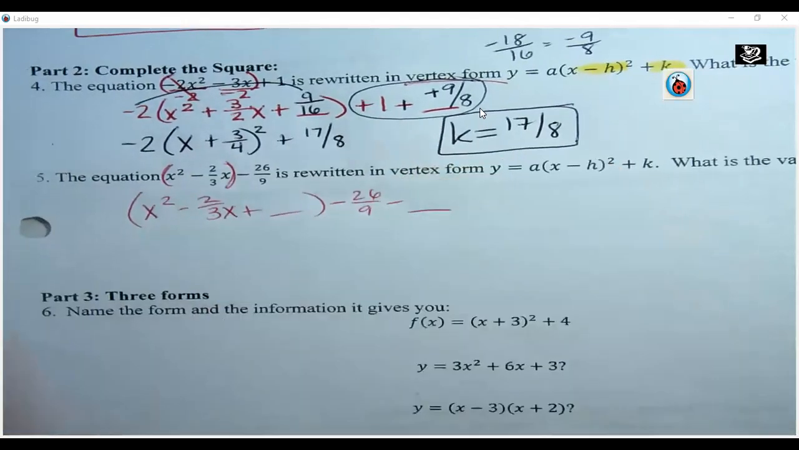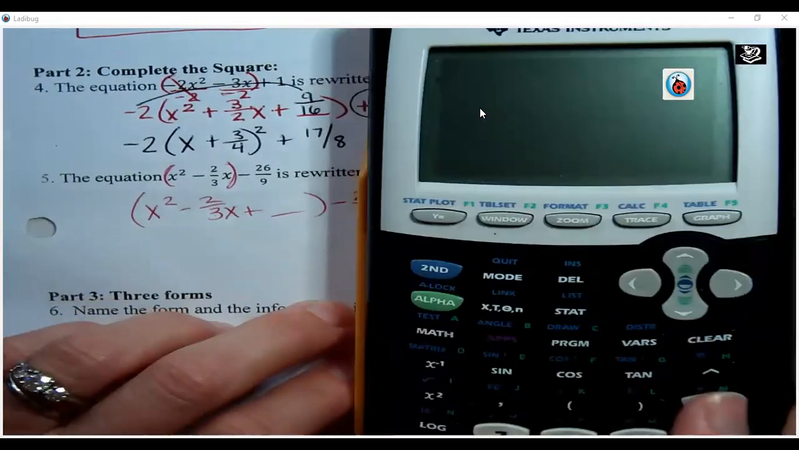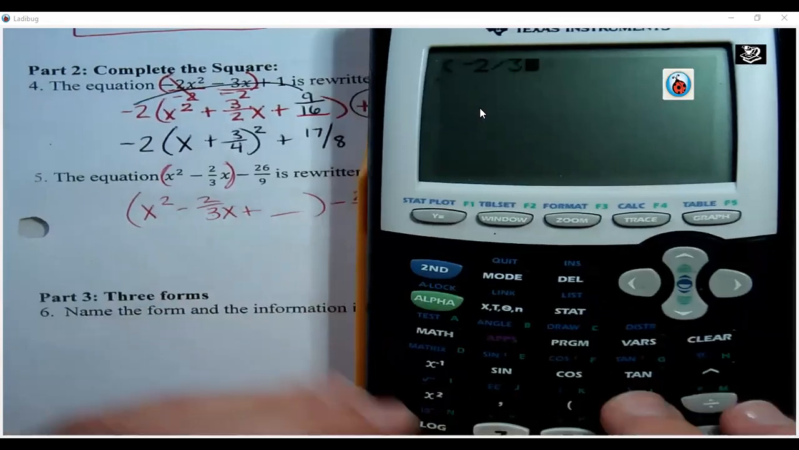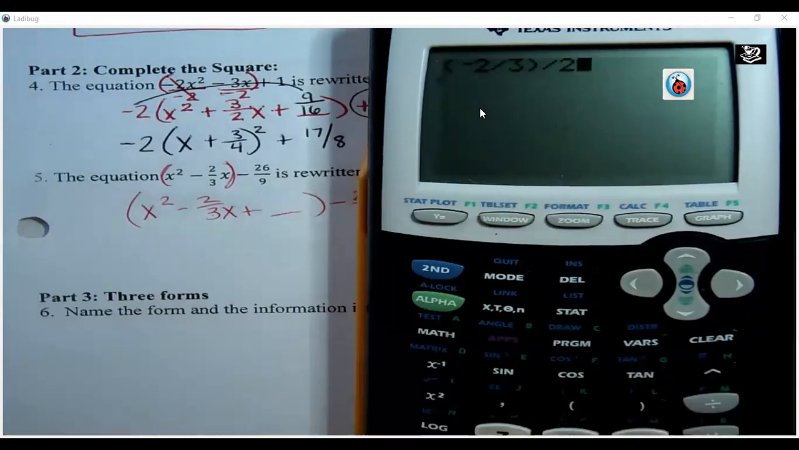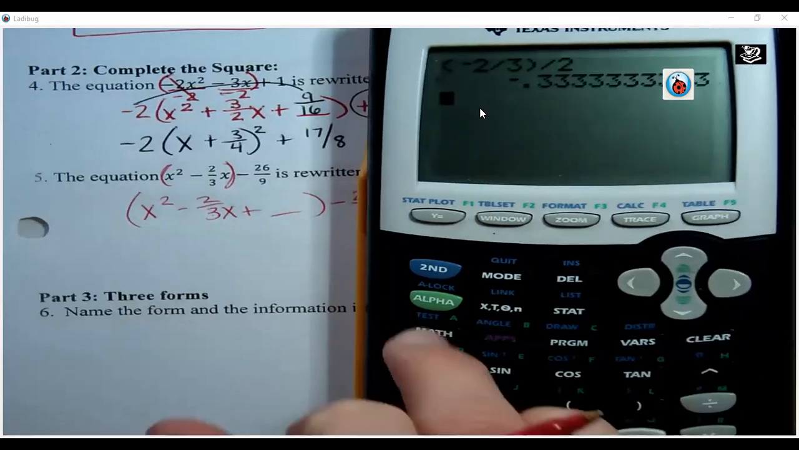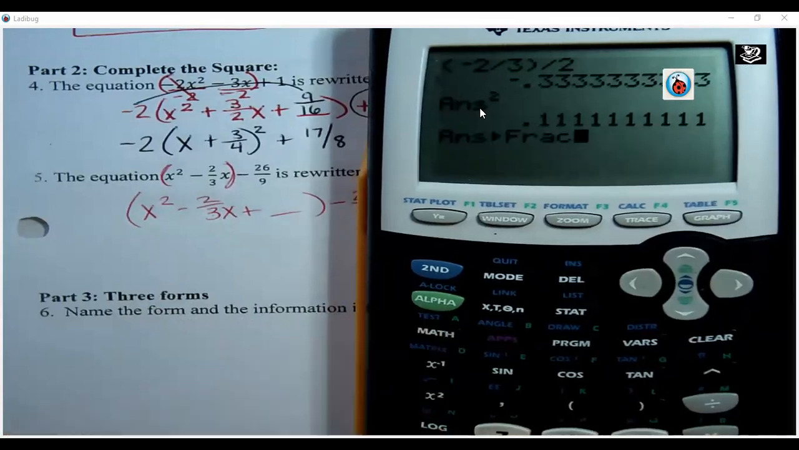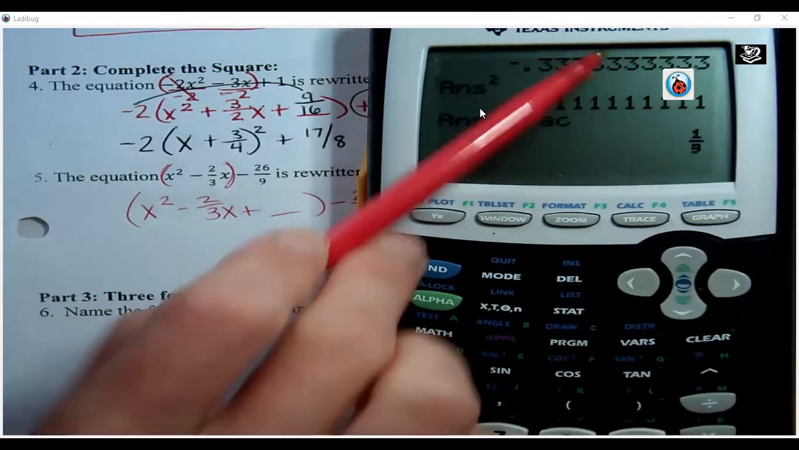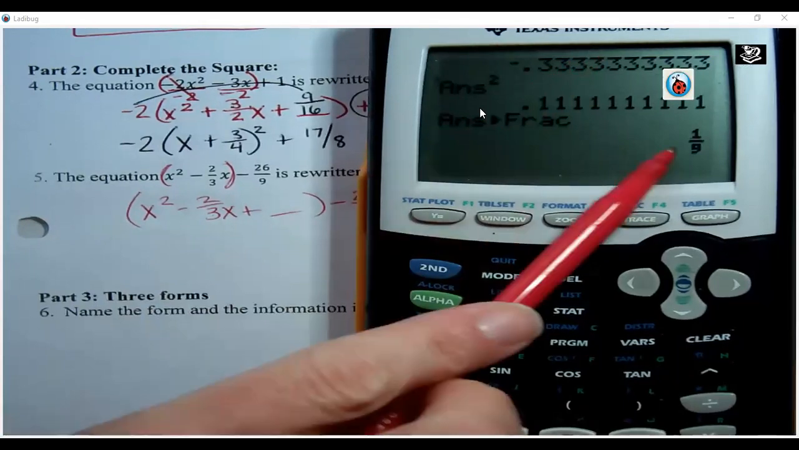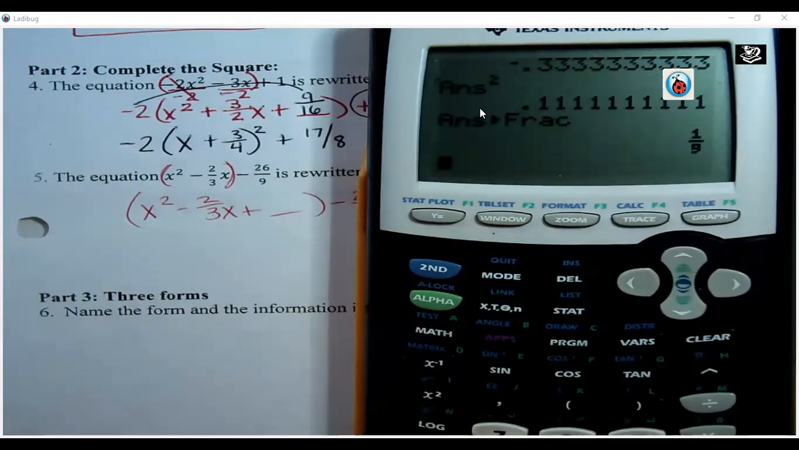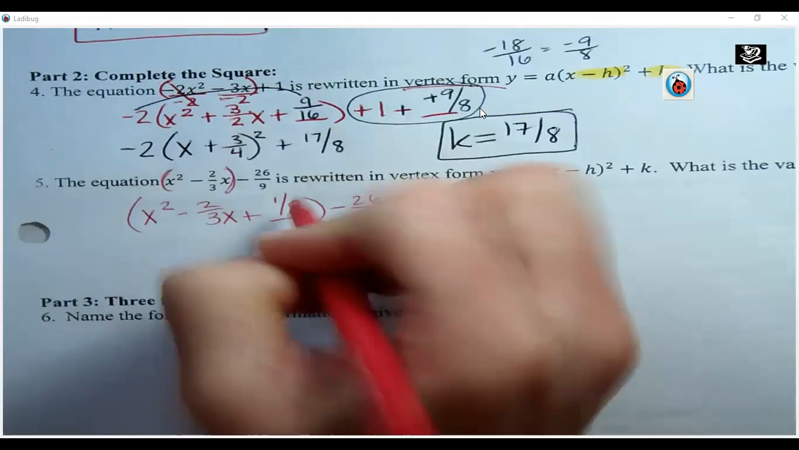All right, once again, I'm gonna use my calculator. So I'm gonna do negative 2/3. I'm gonna use parentheses around it, divide it by 2, and then I'm gonna square it. And I'm gonna do math, enter. You do not want a repeating decimal. They will not accept repeating decimals. You gotta convert it to a fraction by hitting math, enter. All right, so that gives me 1/9. What goes in this blank?